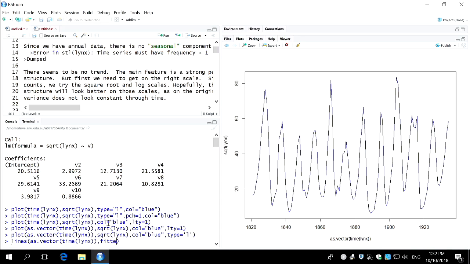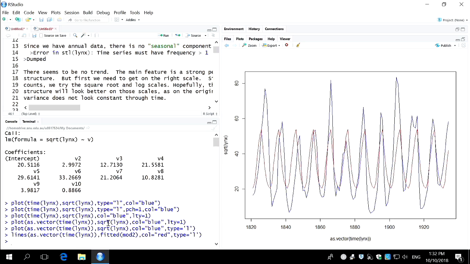Comma fitted for mod 2, but they'll make this one red. Colour equals red. Type equals L again. Okay, so this is a superimposition of the original data in the blue, followed by my fitted model in the red. And you can see it does okay, although there's some problems. Initially, it seems a bit out of sync, then it gets into sync.